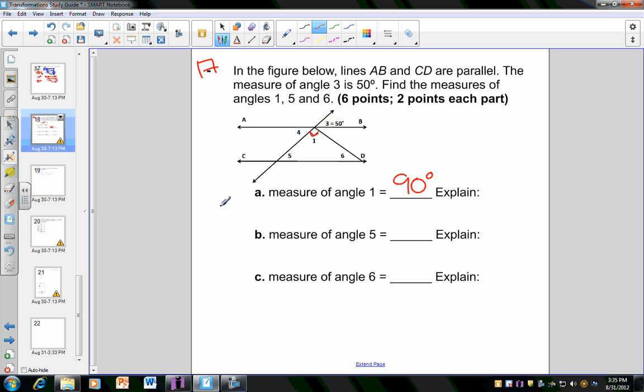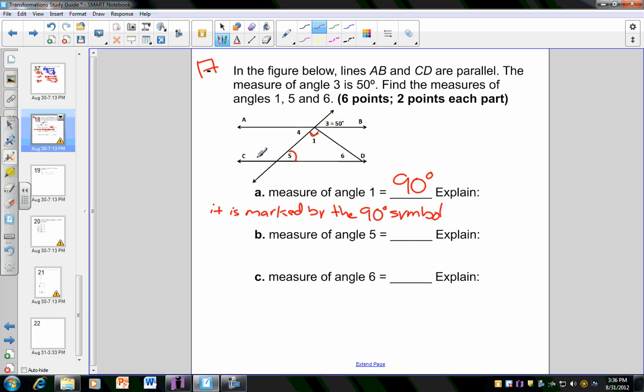Your explanation is that it is marked by the 90-degree symbol, the box, something along those lines. Something that shows me that you know this little thing right here shows that's 90 degrees. Okay? All right. Angle 5, the measure of angle 5.